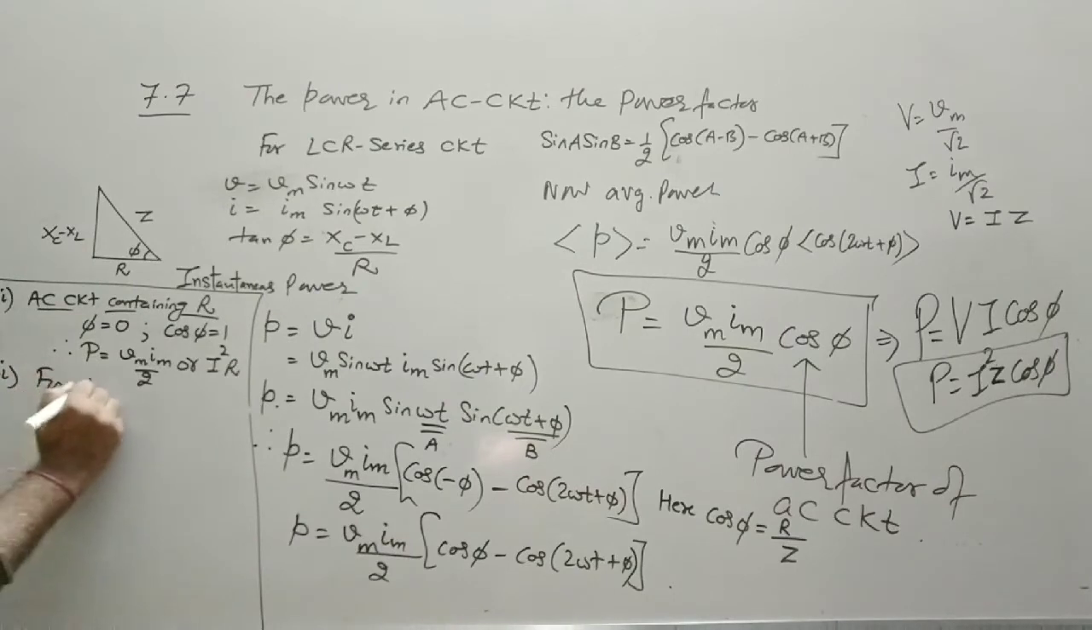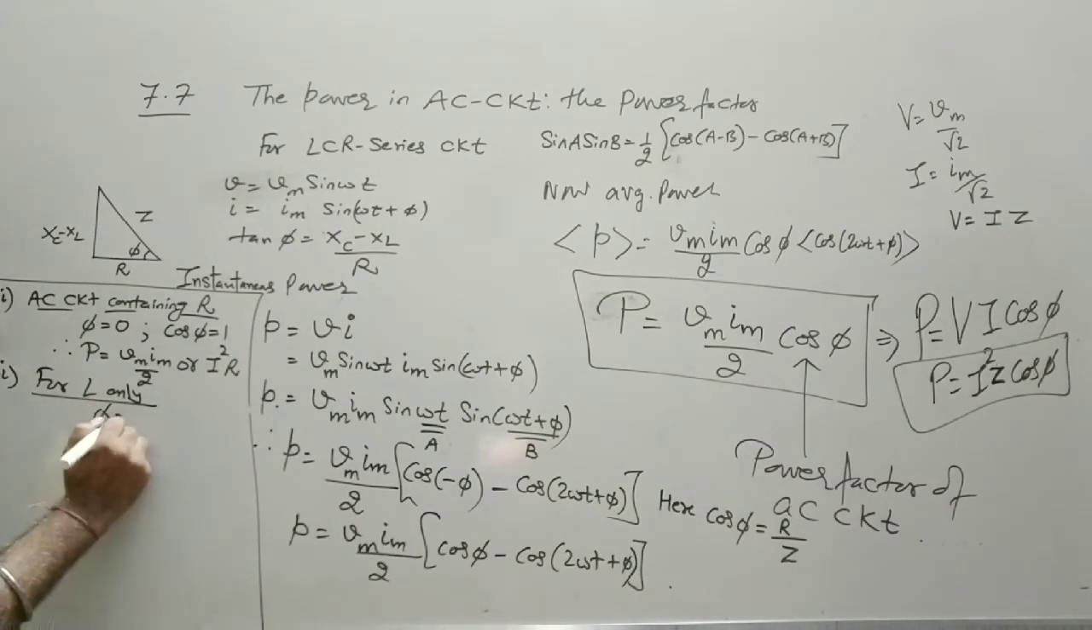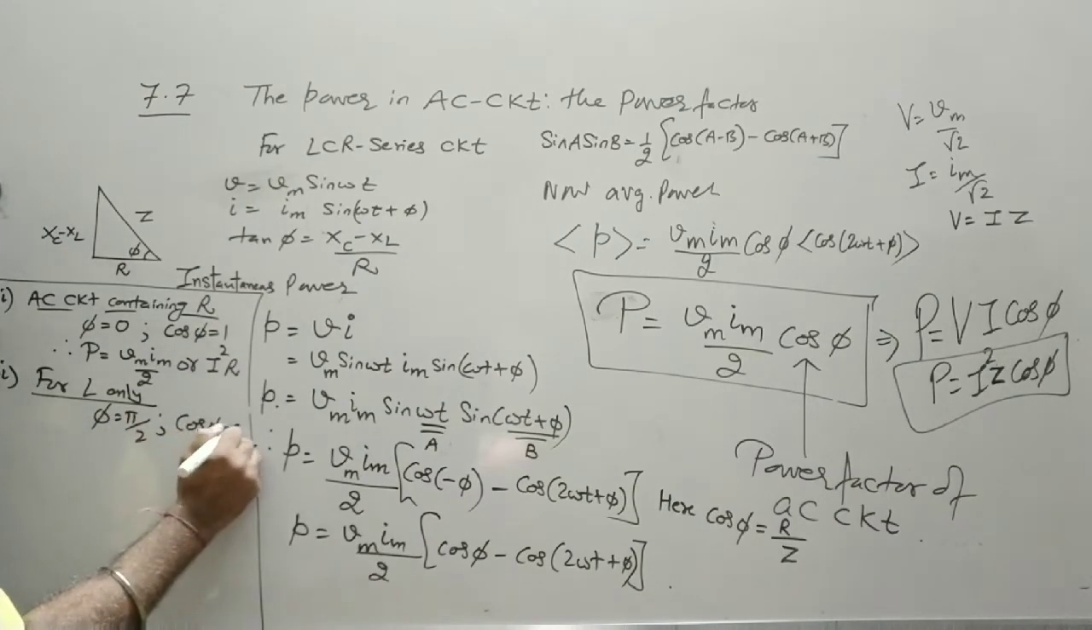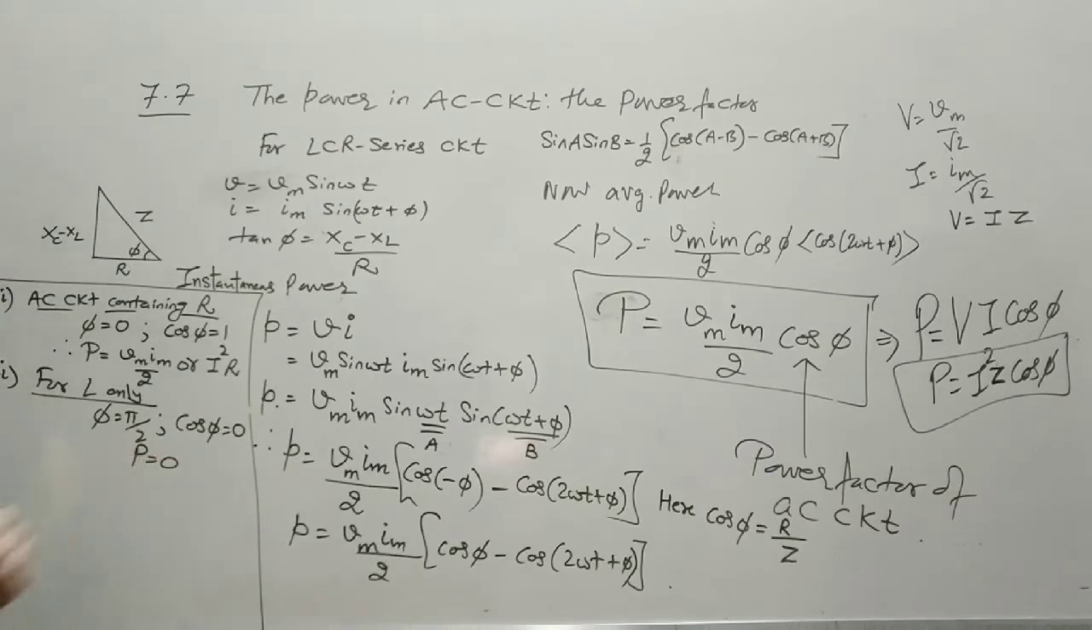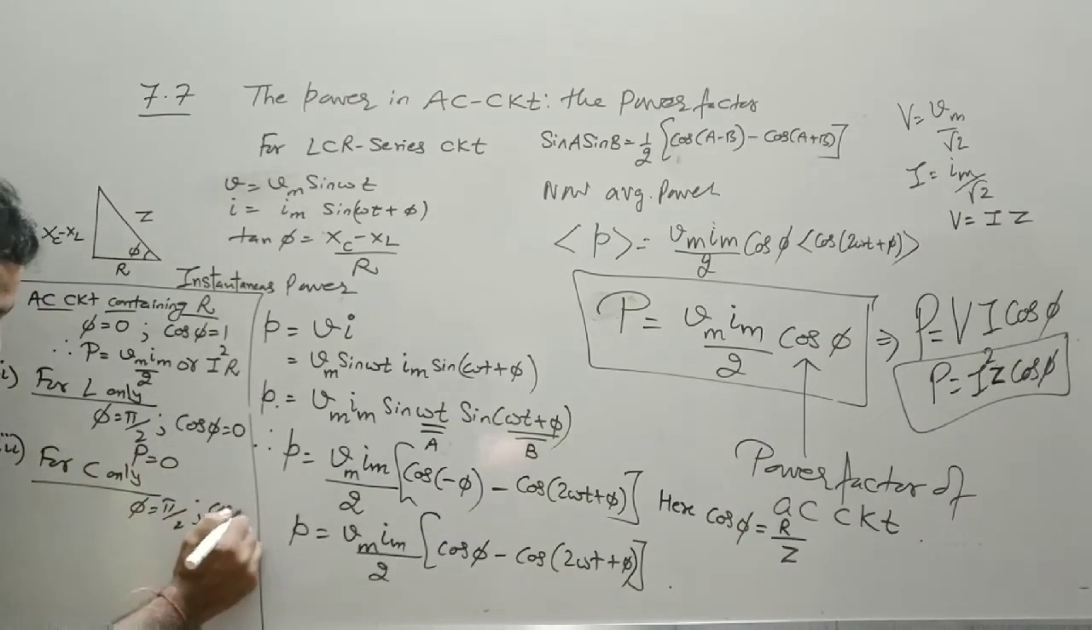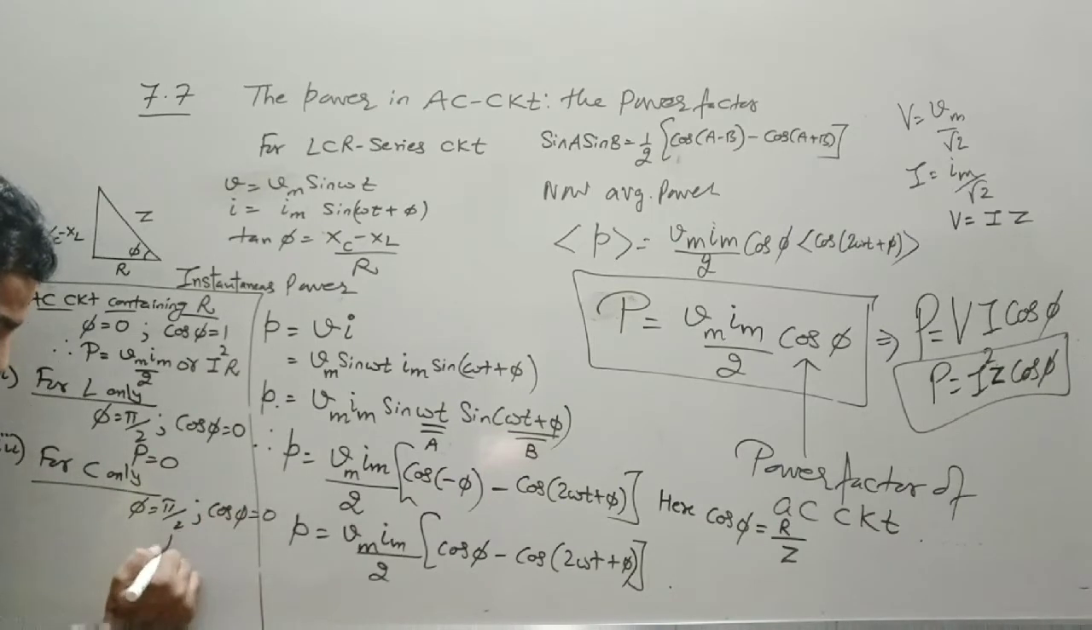For L only, if the circuit contains only an inductor, we know the phase difference was pi by 2. So the power factor is 0, so power comes out to be 0. Similarly, for C only, again the same, phi was equal to pi by 2, cos of phi, that is the power factor, is equal to 0 and power is equal to 0.